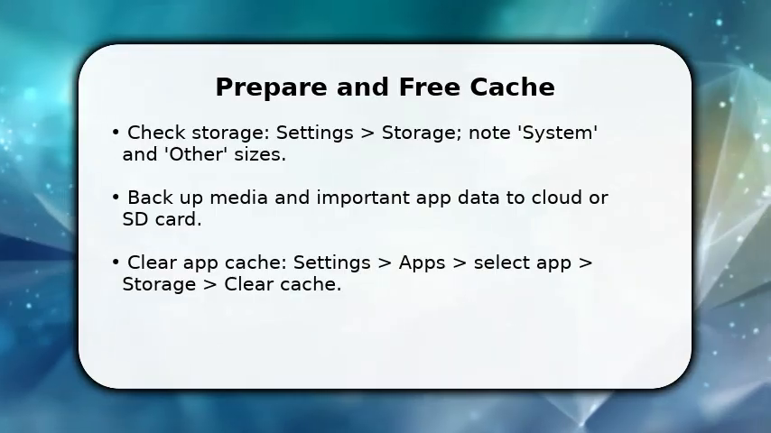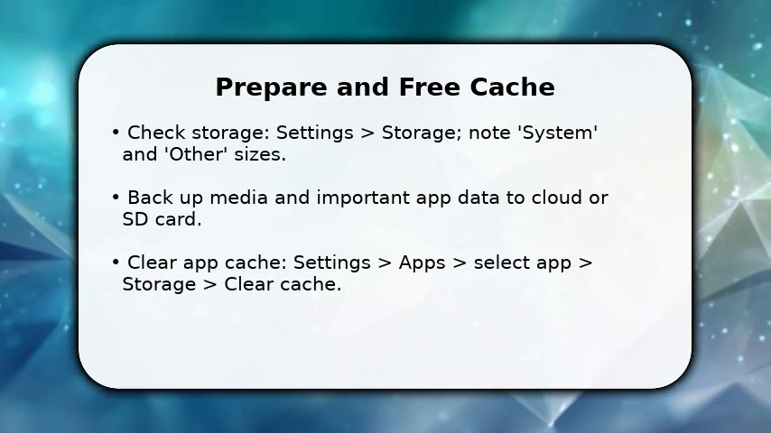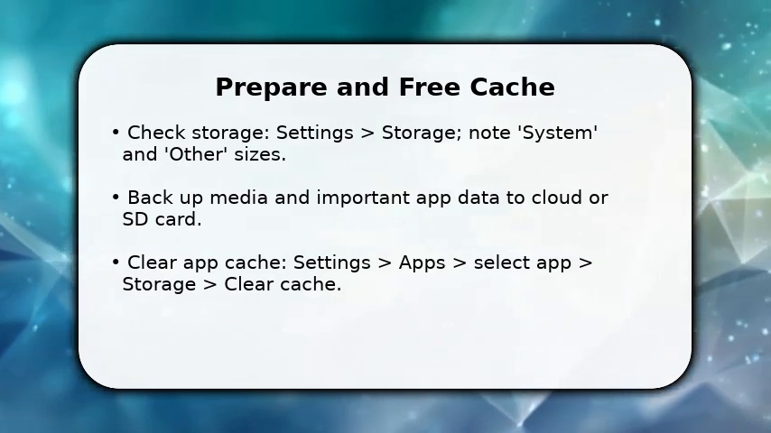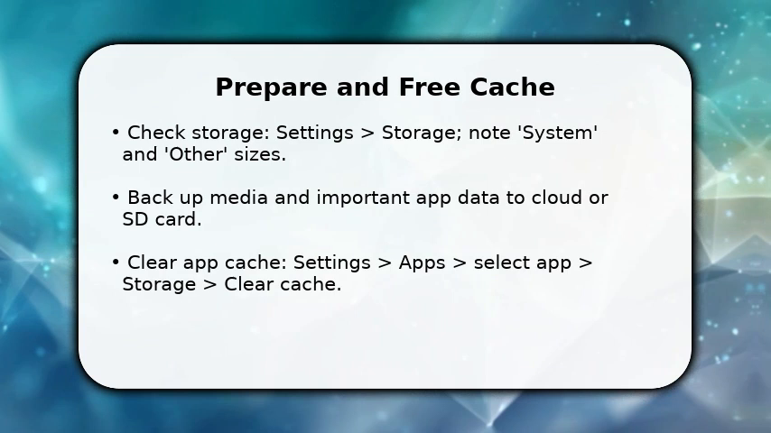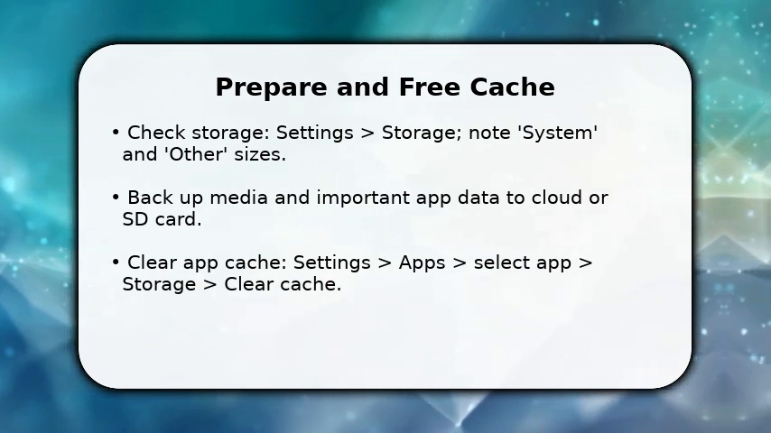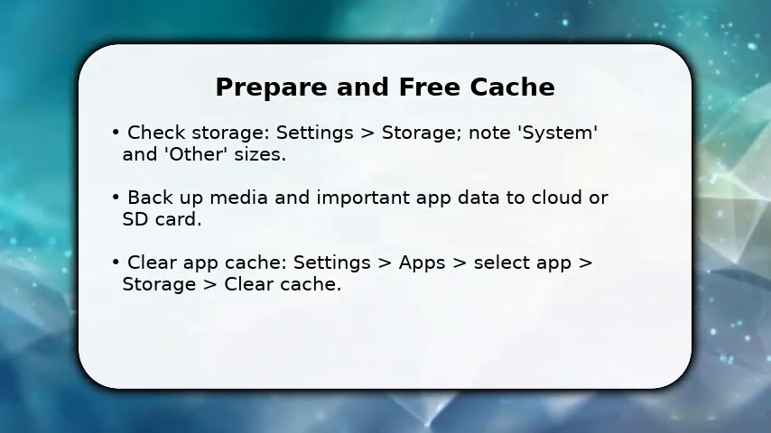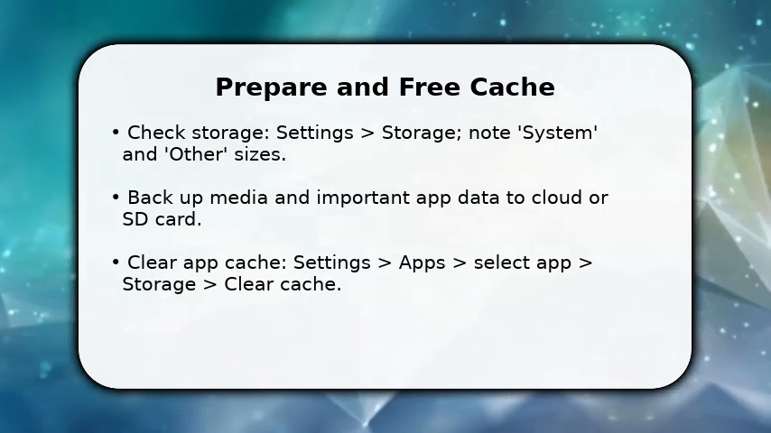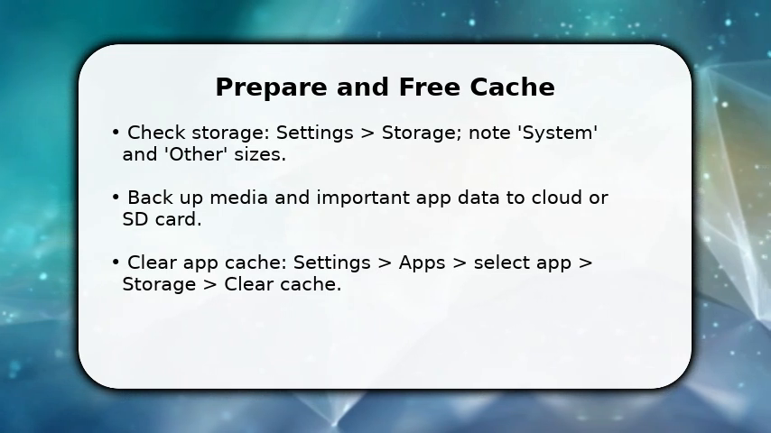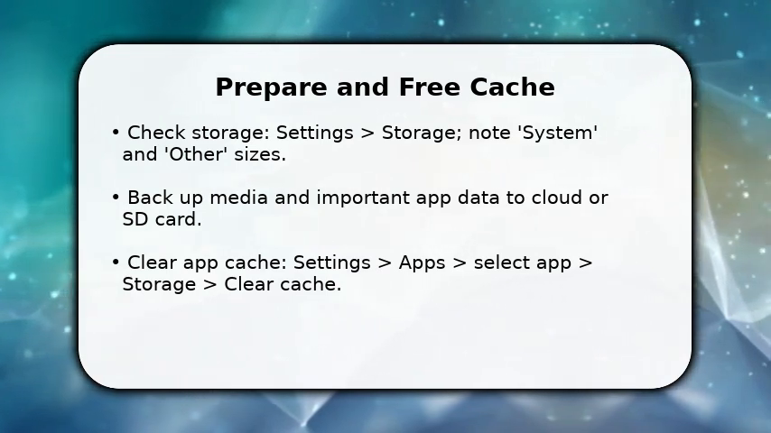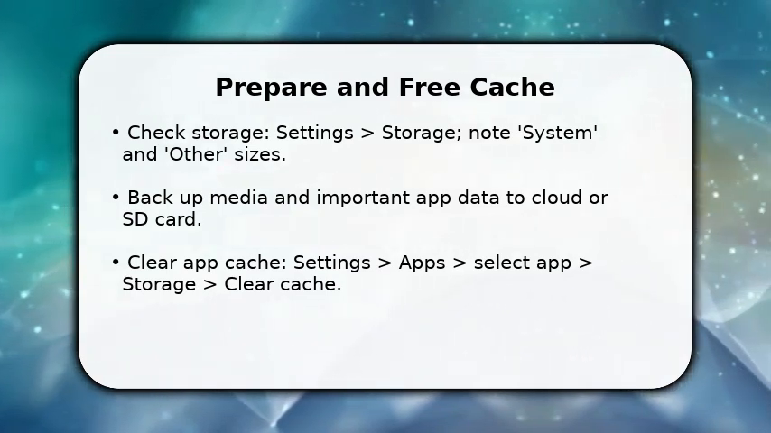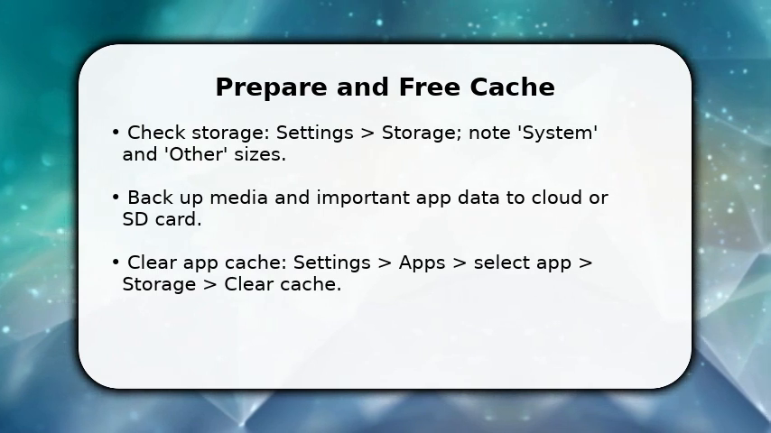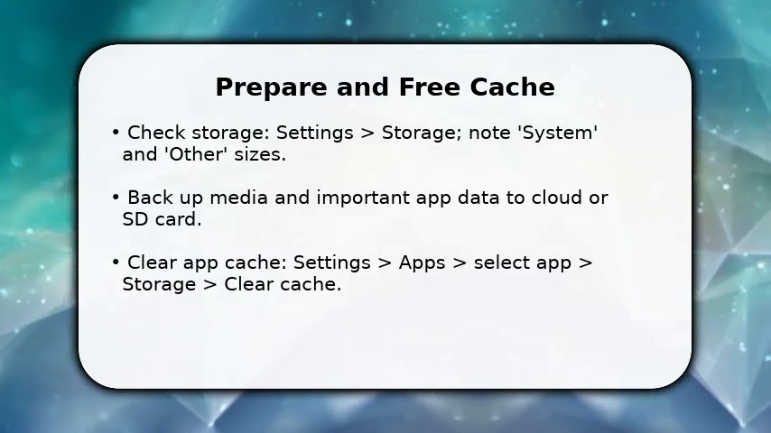You start by confirming what's using space and protecting your data. Open Settings and tap Storage to see system and other sizes. Take a quick photo of the numbers. Make sure you've backed up photos, videos, and any app data to cloud or SD, because once you delete files, they're gone. Then go into Apps, pick the largest apps, and clear cache to immediately free temporary space. Once done, you'll have measurable free space before deeper steps.